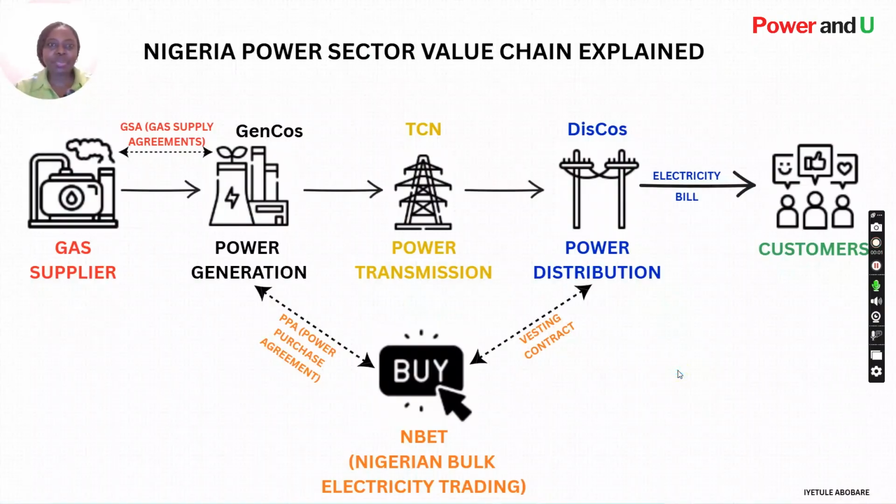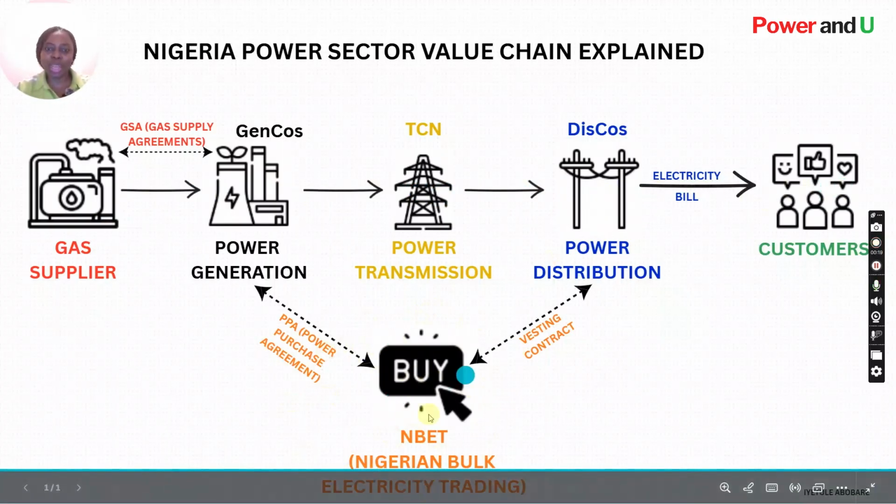I'll be using this simple diagram to explain the Nigeria power sector value chain. You can see how the first step, or the first player, is the gas supplier. How it moves from gas supplier to power generation, power transmission, distribution, and then the customer. And also this particular player here called NBET.